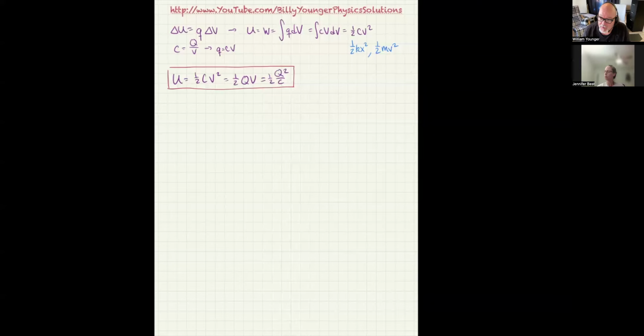You should be able to work out in your own practice that the units do work out to be joules. Remember, the unit for capacitance is a farad, and a farad is defined to be coulombs per volt, and volts are considered to be joules per coulomb. That should be enough for you to figure that out.